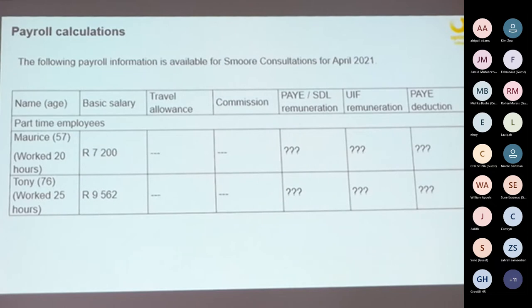Always take care to read the question from the first letter. They say the following payroll information is available for similar consultations for April 2021. That gives you a bit of information in the first place. First of all, they tell you this is payroll information. They tell you it's for Smaller Consultations, so now we know who the company is. And then they say for April 2021, so automatically you can see this is for the 2022 tax year. That is important because now you know which tax tables we're going to use.